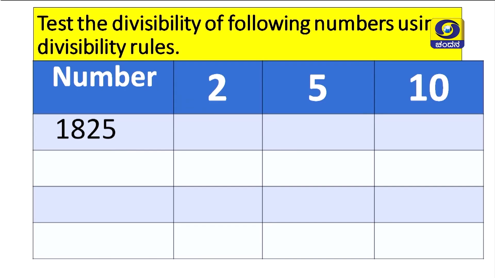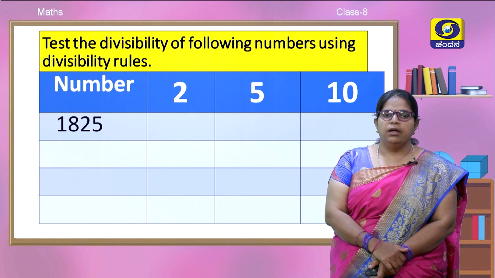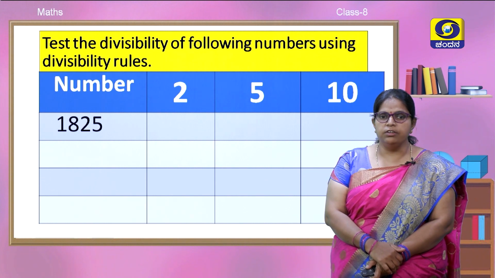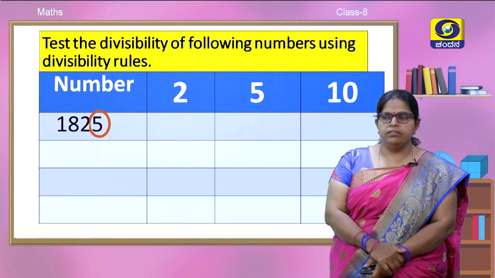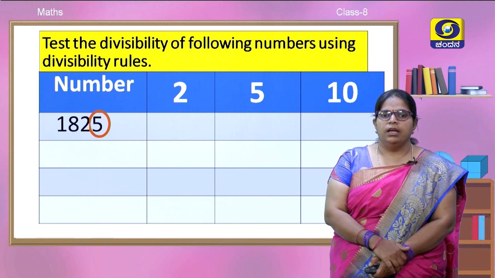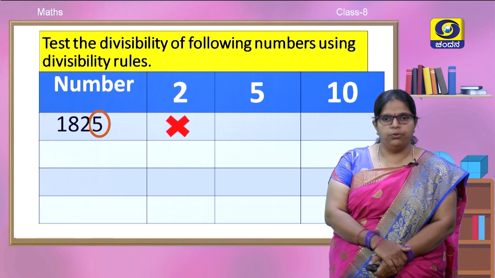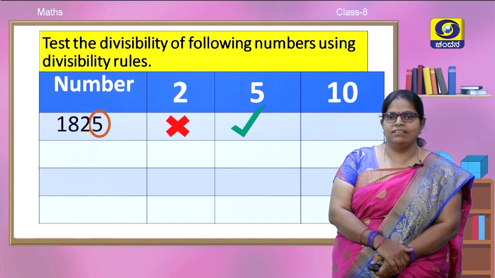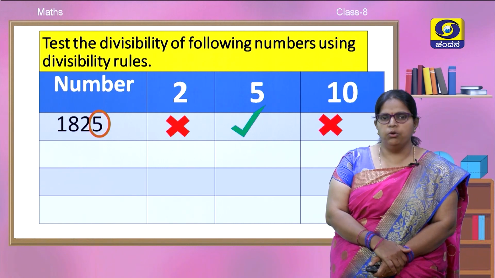Children, let us test the divisibility of the following numbers using divisibility rules. First number, 1825. What is the number in the units place? 5. It is an odd number. Is it divisible by 2? No. 5? Yes. 10? No.